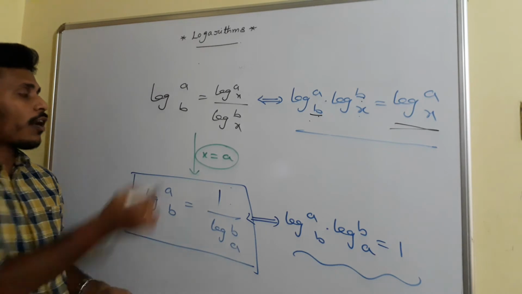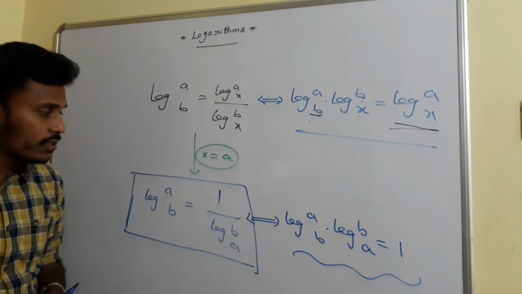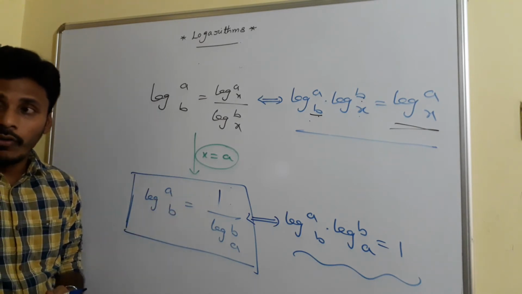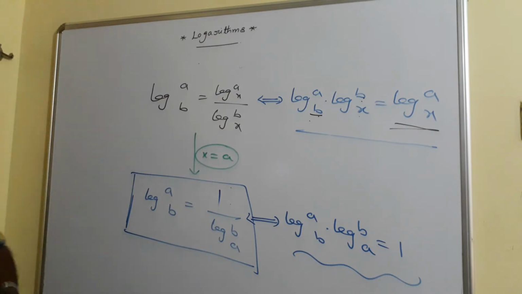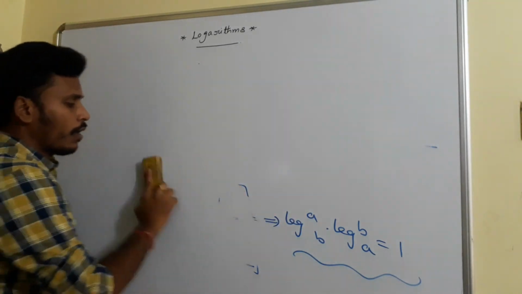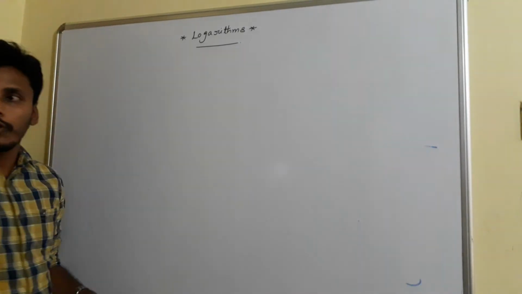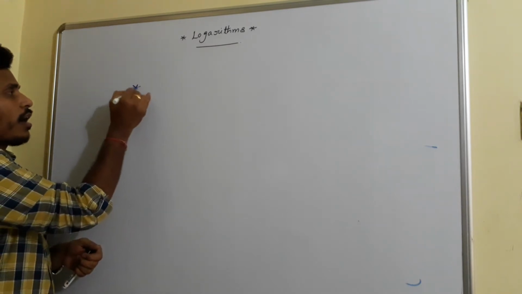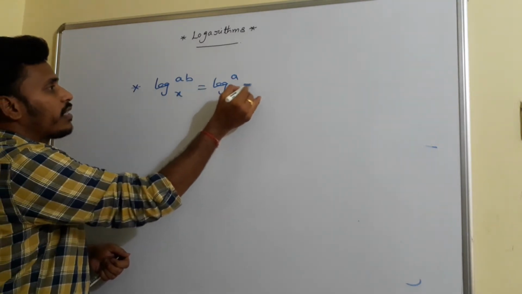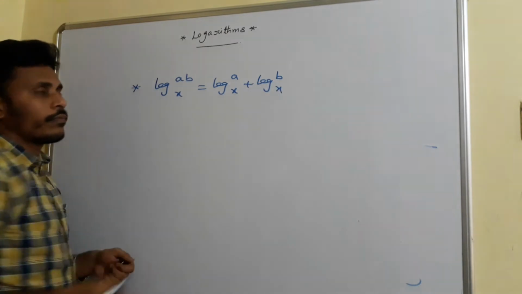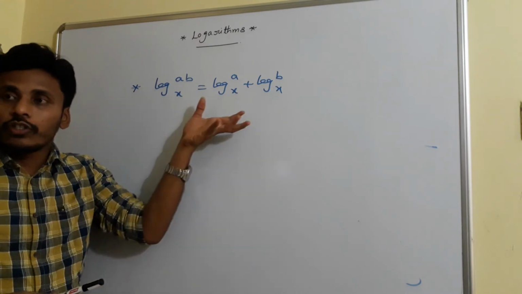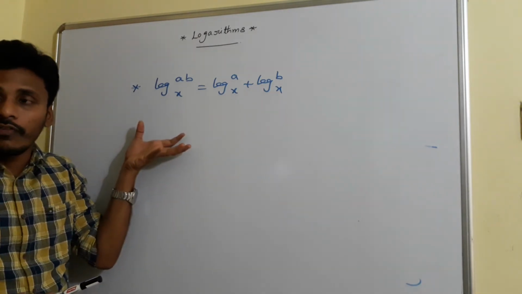So you need to keep in mind that log a base b is equal to log a base x by log b base x, as well as log a base b is equal to 1 by log b base a. Right. And the next thing is, we have that log ab is equal to log a plus log b. So I already told you in the last class that log ab base x is equal to log a base x plus log b base x. And we have a chance to extend this law for more terms also. So the sum of 3 or 4 logarithms is equal to the logarithm of the product again.